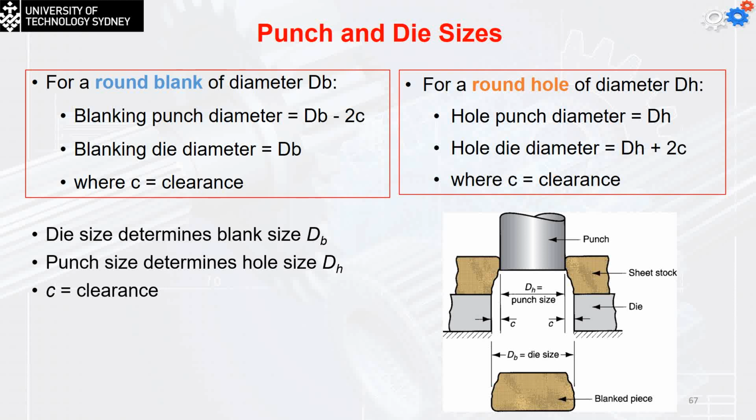The cutting force is very important, and this will be in tonnage. It is going to be S times T times L, where S is the shear strength of the metal, T is the stock thickness, and L is the length of the cutting edge.